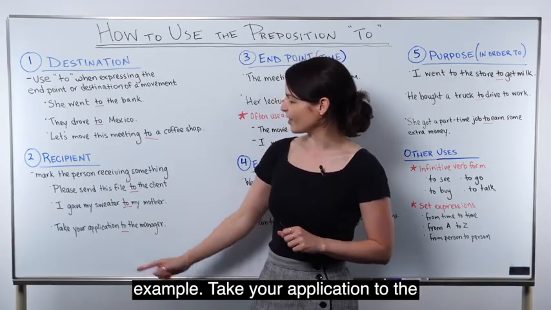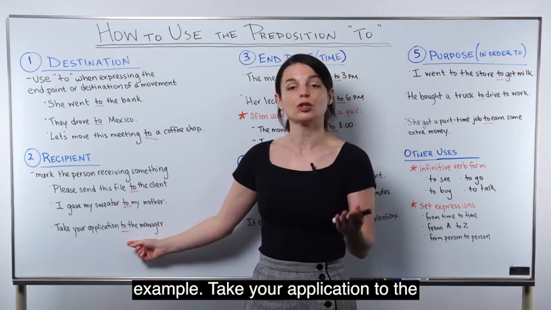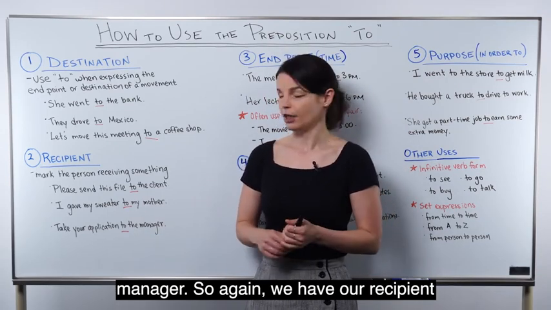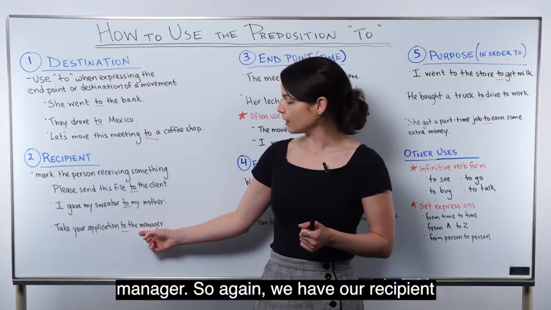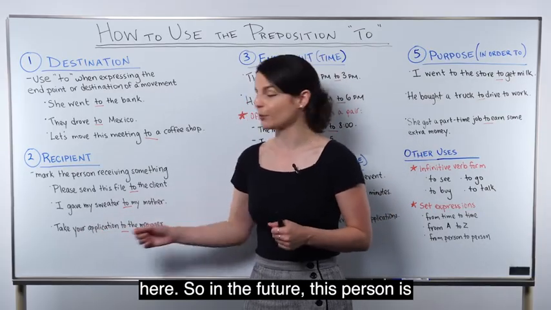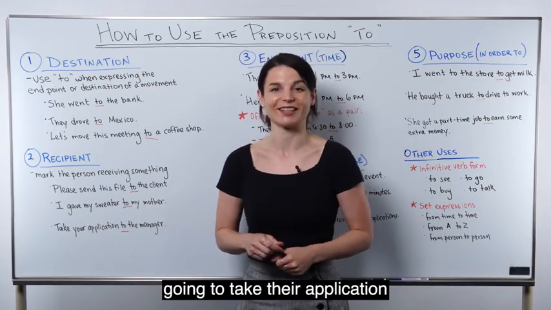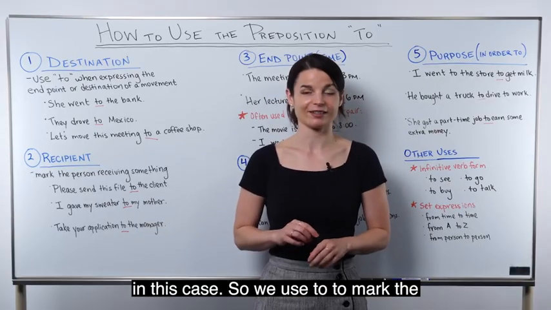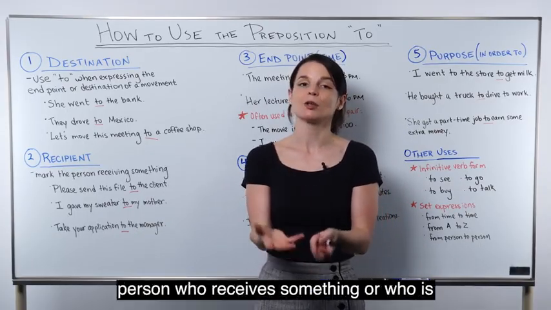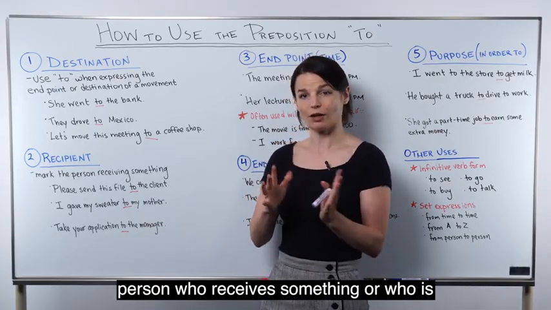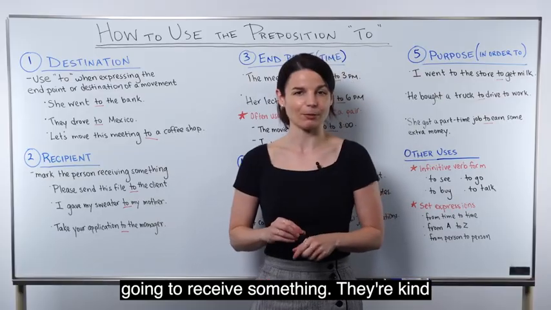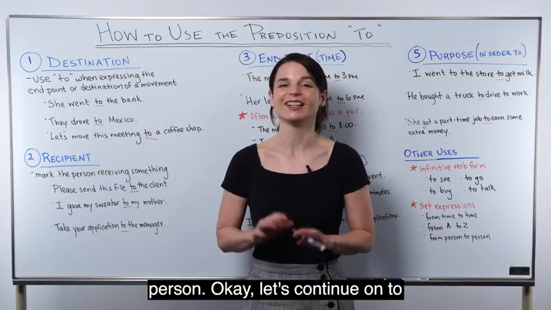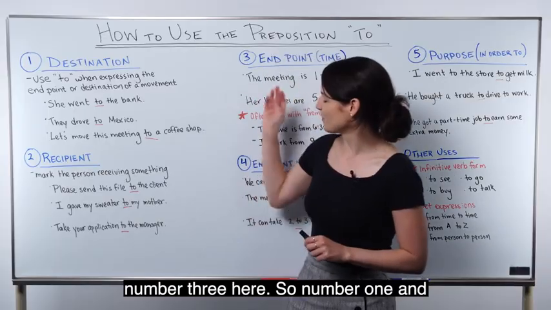Okay, last example. Take your application to the manager. So again, we have our recipient here. So in the future, this person is going to take their application to this destination person, the manager in this case. So we use to mark the person who receives something or who is going to receive something. They're kind of the end person or the end point person. Okay, let's continue on to number 3 here.